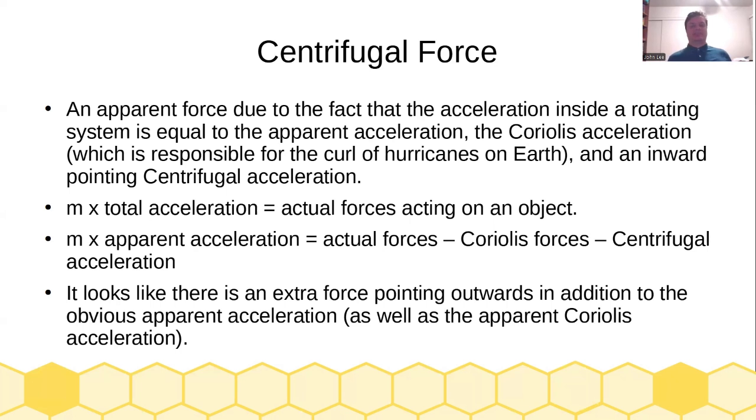However, since there are these different types of acceleration, the apparent acceleration, and then the Coriolis acceleration and the centrifugal acceleration, m times the apparent acceleration is going to look like the actual forces minus Coriolis forces minus centrifugal forces. So when you look at the apparent acceleration of something, it is going to look like something is pulling you outwards because you're going in the opposite direction of the centrifugal acceleration.